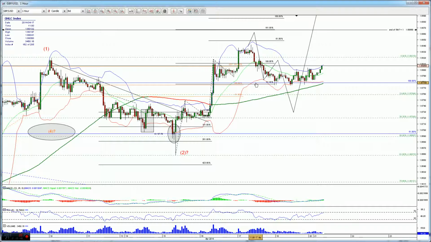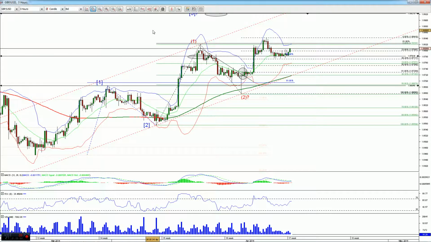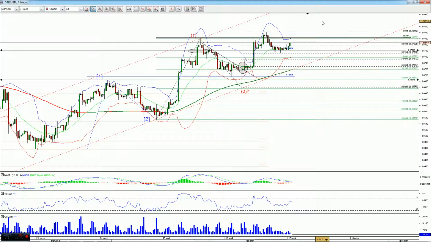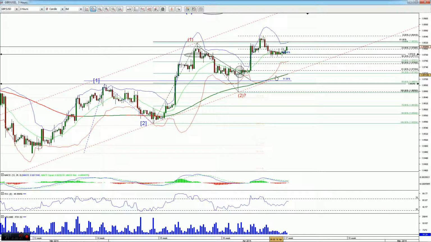Of course, I'm still counting here on this 3 hours chart. And as said at the beginning of this video, this might be an A and B and a C. So this is already in, 1 is in, 2 and 3 to the upside. So this is pretty much what one can think about it.